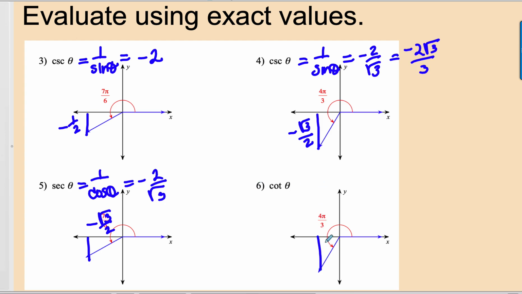Cotangent is the reciprocal of tangent. And so remember that this is going to be adjacent over opposite. So adjacent is -1/2 and opposite is -√3/2. And so the answer will be 1/√3. You can leave it this way or you can rationalize if you like.